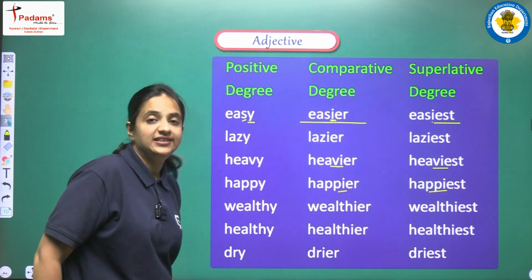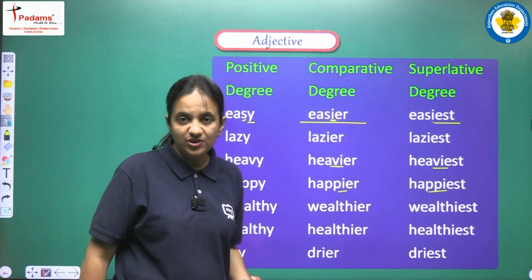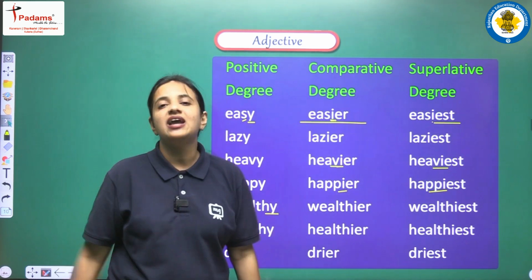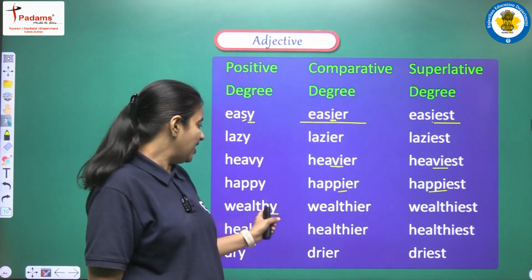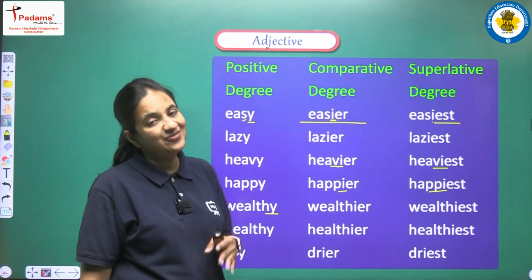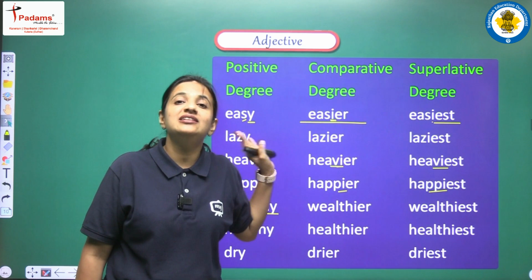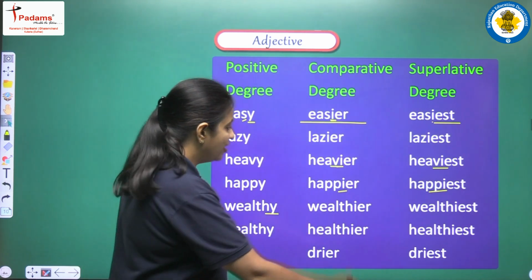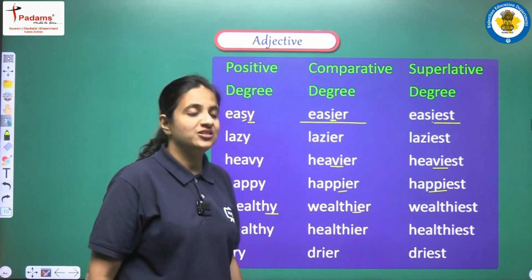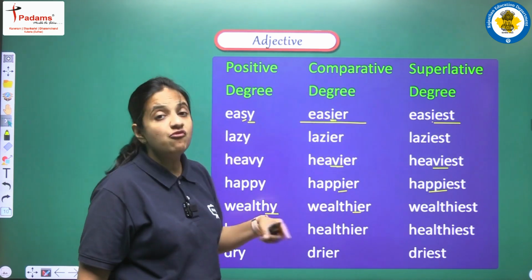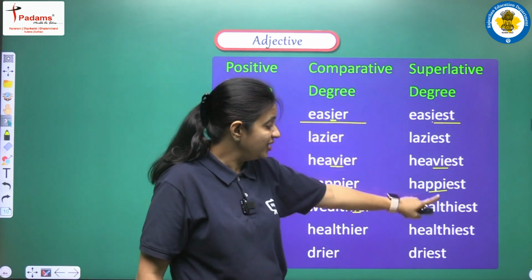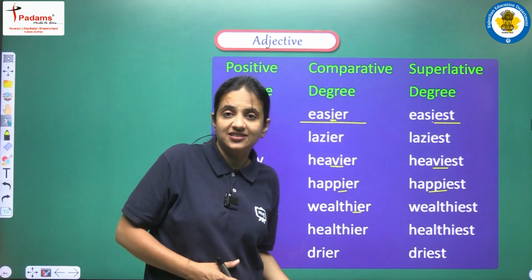Next is wealthy. Wealthy is a positive degree word. At the end of the spelling we are having Y. Before Y we are having H, that is again one of the consonants. So yes, if both the conditions are applicable, then we have to replace Y with I. So now the comparative degree will be wealthier and the superlative degree will be wealthiest.